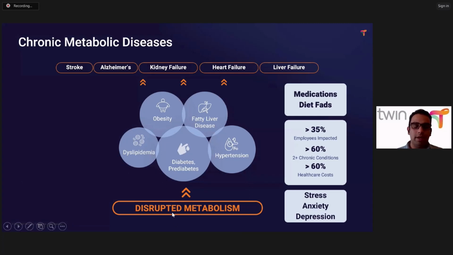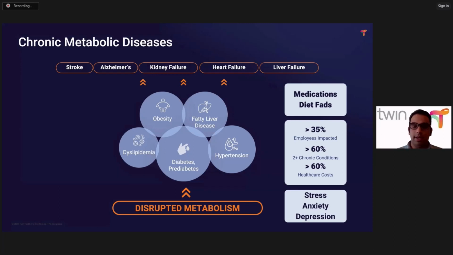So if we have a solution where we can address the disrupted metabolic picture, naturally you're going to have a positive impact on all these chronic comorbid conditions. That is where we are able to improve the health of a person. The goal of healthcare should be to improve the health of a person, right? Ultimately, not just making patients dependent on more and more medications for life, right?